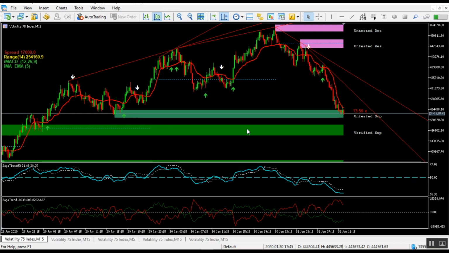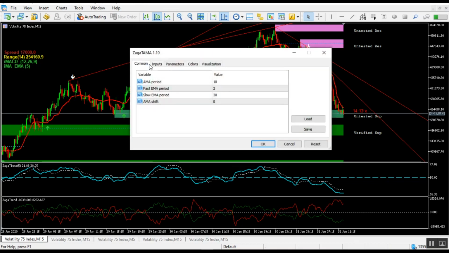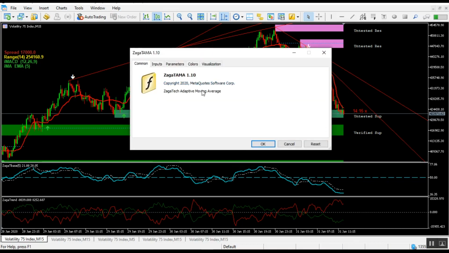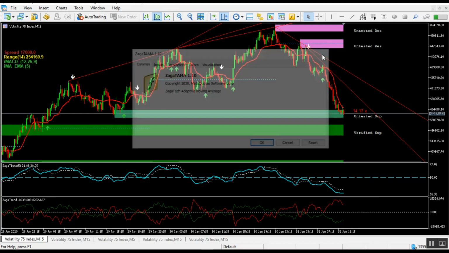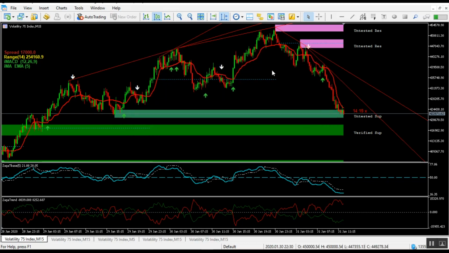and so on. Now, the properties of this system: it has the support and resistance area, which you can see at the right hand side. The system shows you untested and tested or verified support. Then we have the DMA here. This is an adaptive moving average that helps you dictate when the price crosses over. You can pick a trade, you can pick a buy.